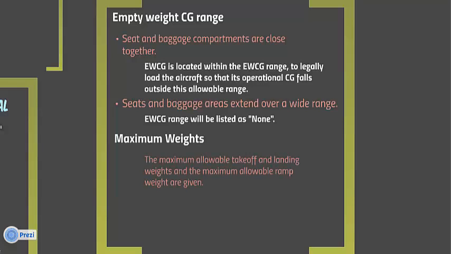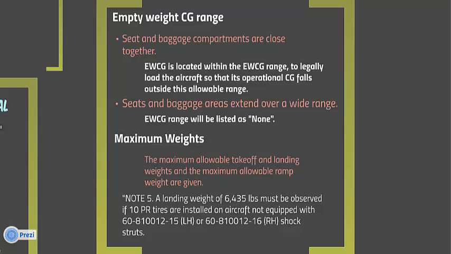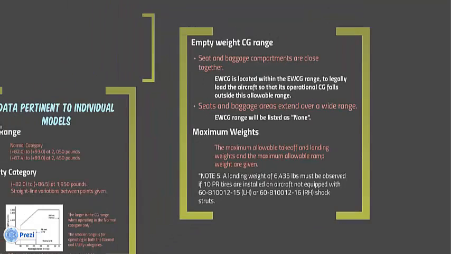Maximum weights. The maximum allowable takeoff and landing weights and the maximum allowable ramp weight are given. This basic information may be altered by a note such as the following. Note 5: a landing weight of 6,435 pounds must be observed if 10 PR tires are installed on aircraft not equipped with 60-81001215 LH or 60-81001216 RH shock struts.